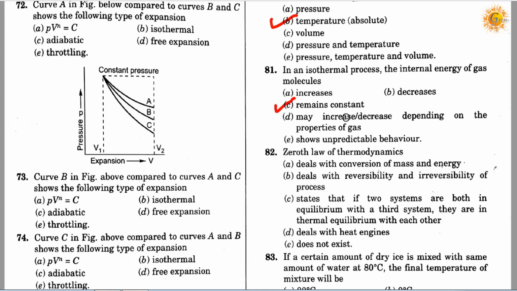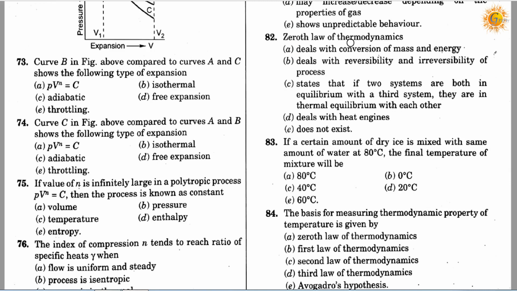Question number 82. Zeroth law of thermodynamics, option A deals with conversion of mass and energy, option B deals with reversibility and irreversibility of process, option C states that if two systems are both in equilibrium with a third system, they are in thermal equilibrium with each other, option D deals with heat engines, and option E is it does not exist. So the correct answer is C.